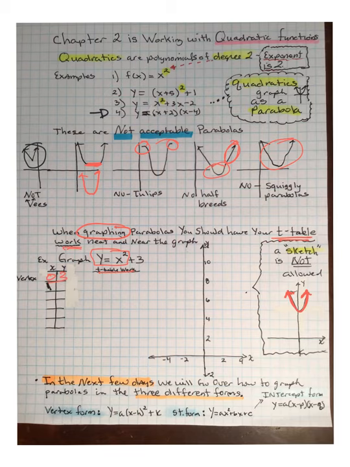So if I plugged in 1, then that would give me 1 squared plus 3, and that would give me 1 plus 3, and that would give me 4. So I could plot (1, 4). And then I could plug in 2 squared plus 3, and 2 squared is 4, 4 plus 3 is 7. And maybe I could plug in 3 squared plus 3, and that's 9 plus 3 is 12. And so this is my t-table work. And then I can plot (0, 3). So there's my vertex.